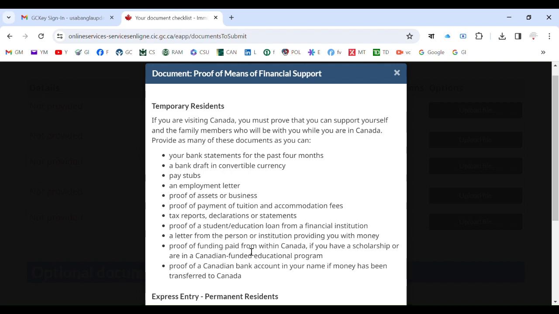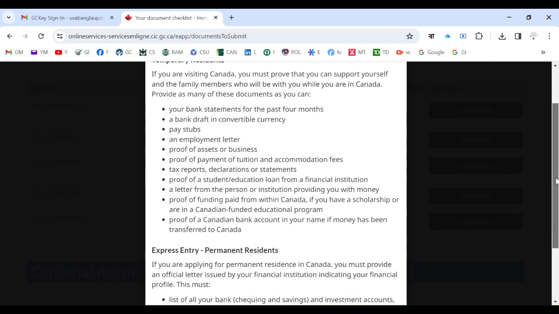Okay, and proof of a Canadian bank account in your name if money has been transferred to Canada. And if you have already transferred some funds to any Canadian bank account, it must be in your name, not in any other's name, so that is another thing. So this is what you need to submit for strengthening.